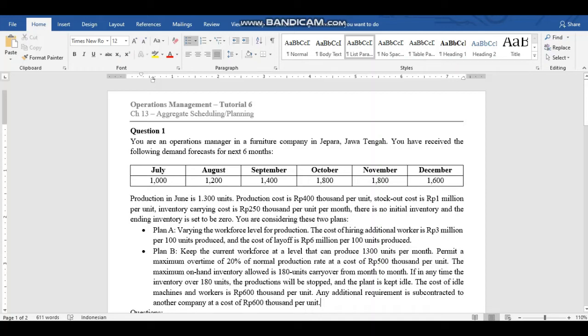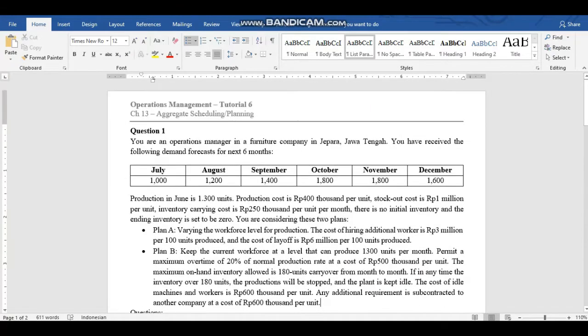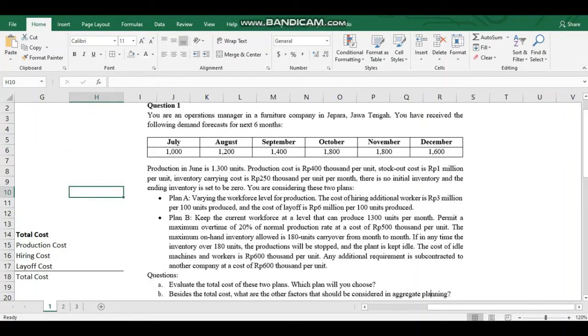Okay, today we're gonna talk about chapter 13 about aggregate scheduling or planning. Here we have 3 questions all about chapter 13, and now we're gonna do it in Excel. First, question 1. We read the problem first.